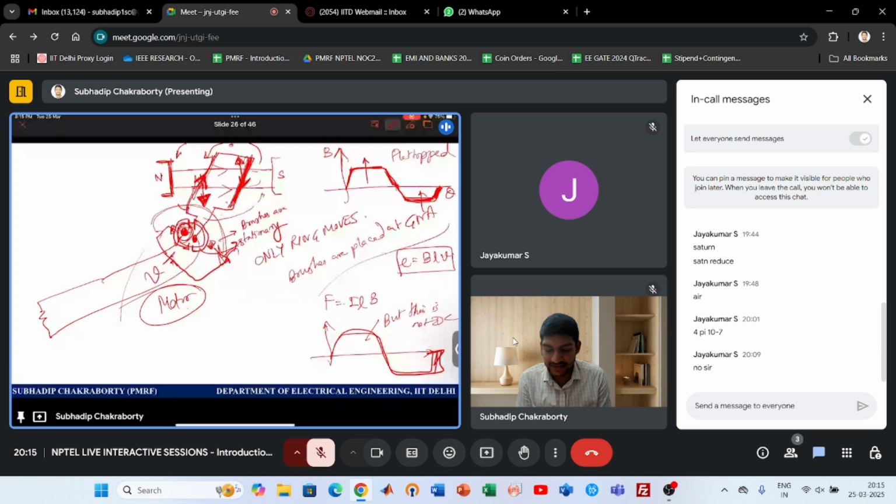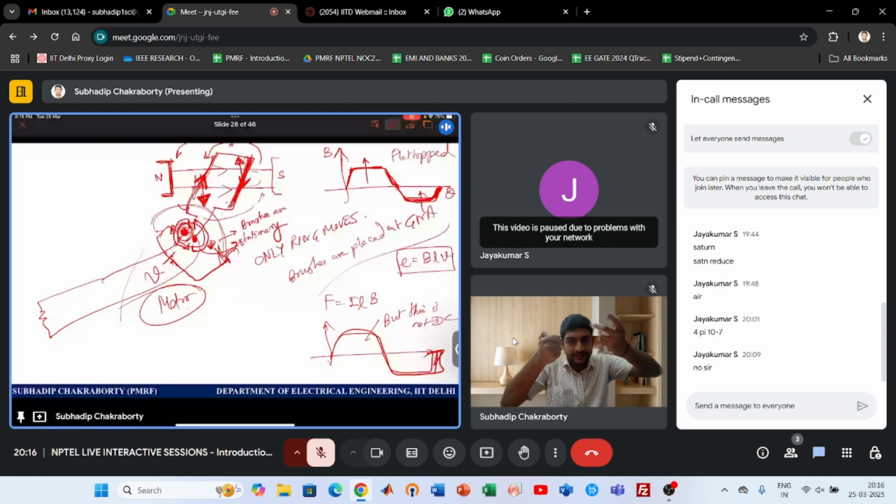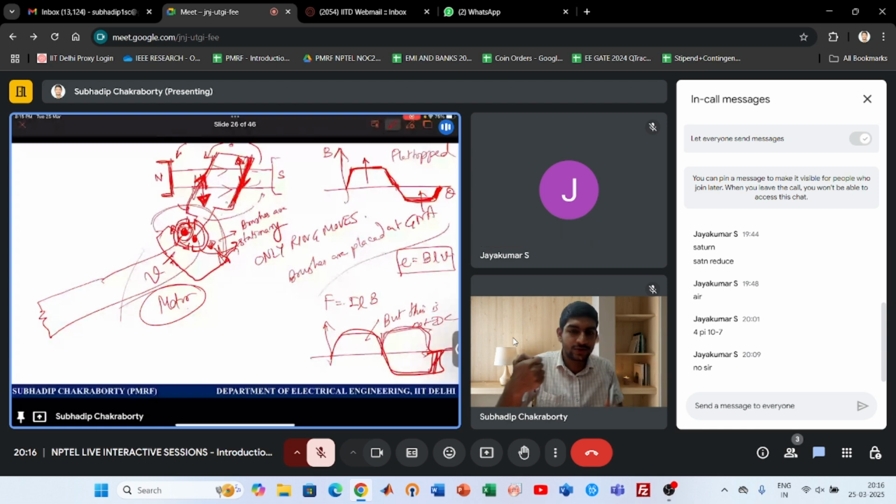So the load sees a voltage like this. You need to flip the polarity, or flip the conductor, after a half cycle of rotation. That task is done by the split ring. You also rotate it, and the brushes are sitting like this. Brushes are fixed, right? So once the split ring flips, the other conductor comes into contact with the first brush. Now the current is passing through the second conductor in the same direction as that of the first conductor after a half cycle rotation. So that is a kind of mechanical rectification, right?